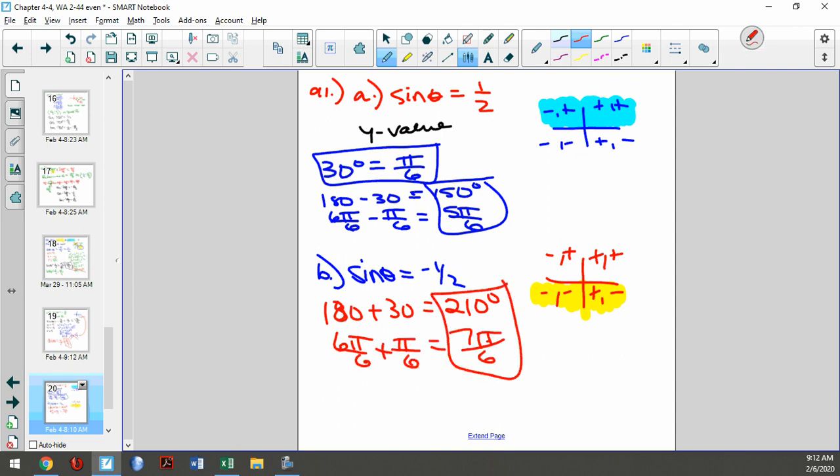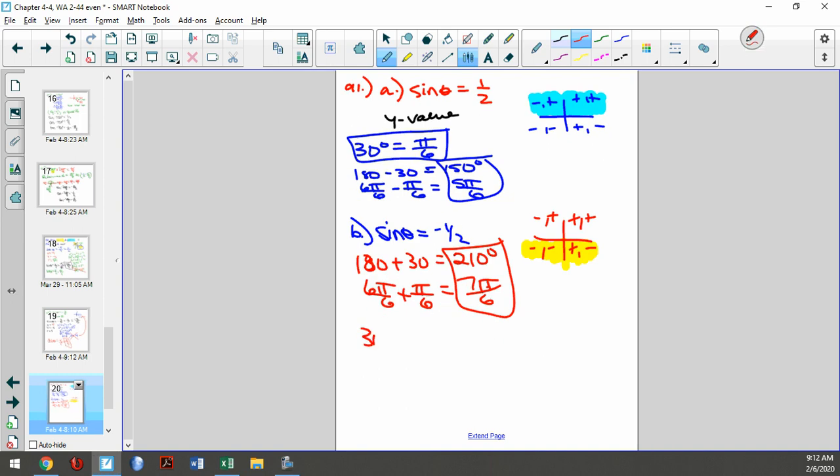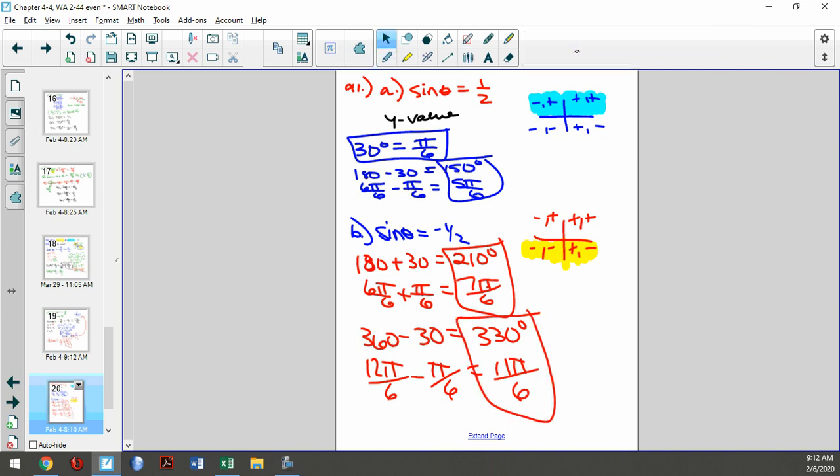Those are equal. Yes, that's quadrant 3. Or I have quadrant 4, which is the same scenario, but this time it's 360 minus 30, which is going to be 330 degrees, which is the same thing as 12 pi over 6 minus pi over 6, which is 11 pi over 6. Yes? And that is using the reference angle.